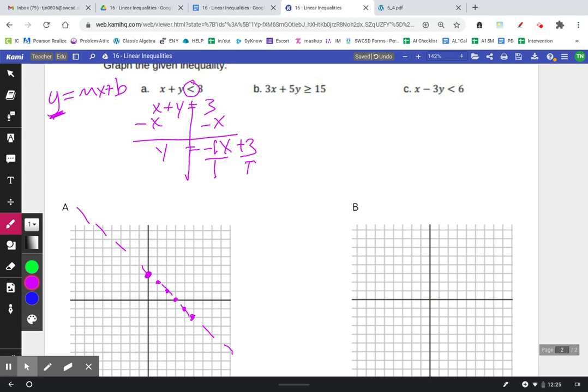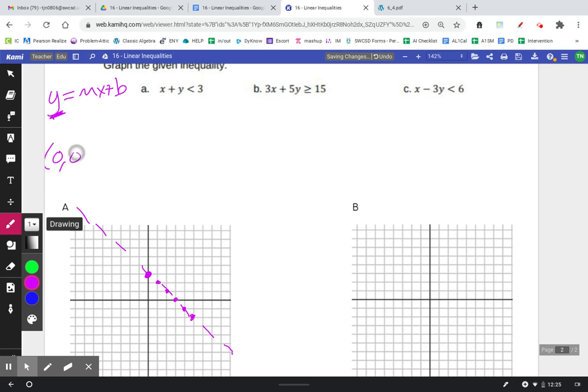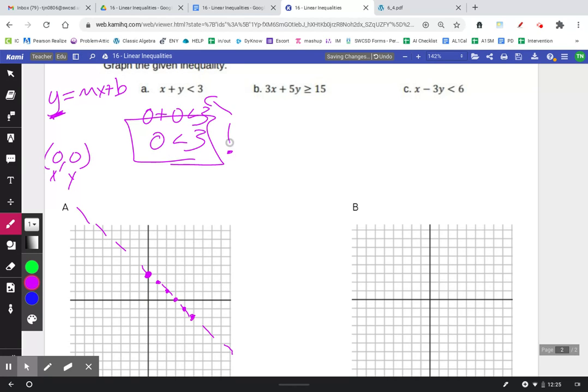Now I need to test that inequality with a point, any point on the graph. We get to pick it. Let's pick 0, 0, I told us, right? So I'm going to test the point 0, 0. What does that point look like when I write it out? It just looks like this, 0, 0. That's my x, that's my y. And plug that in here. So now instead of x plus y is less than 3, I have 0 plus 0 is less than 3. Well, 0 plus 0 is 0. Is 0 less than 3? This is what I'm judging. Yes, it is. Right? That's good news.